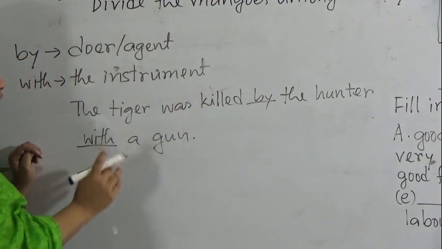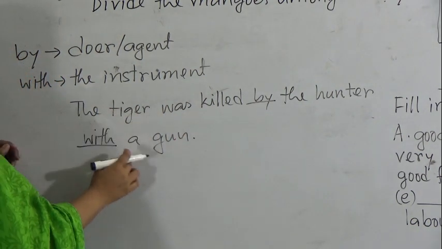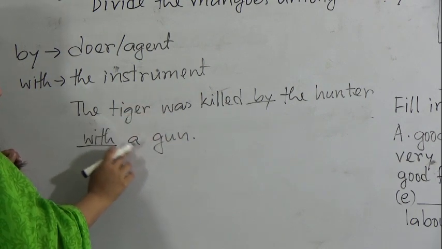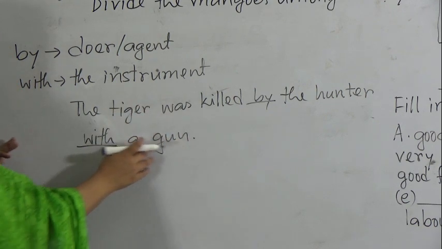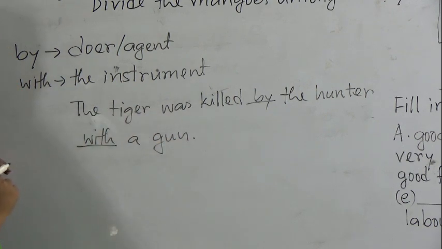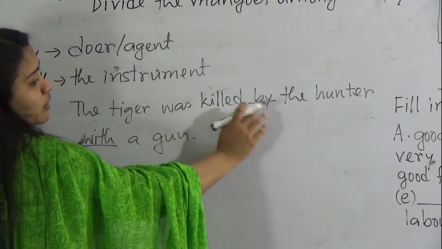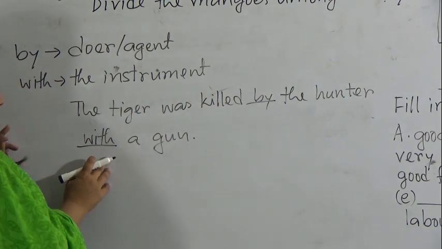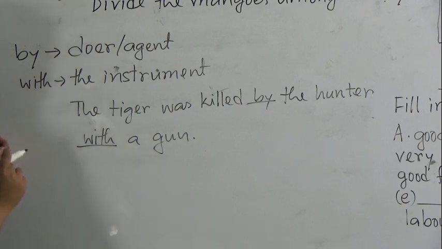And which one is the instrument? A gun. That means the tiger was killed by the hunter with a gun. So gun is the instrument here. That means the hunter used the gun to kill that tiger. So before the doer or the agent we will write by, and before the instrument we will use with, okay.